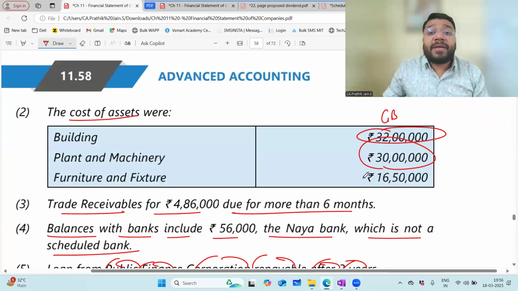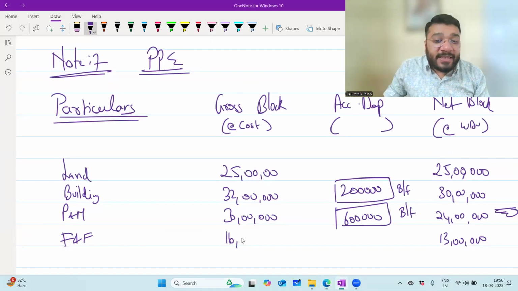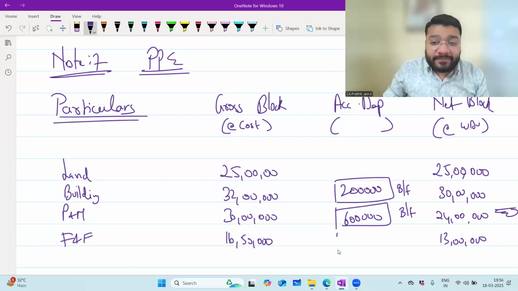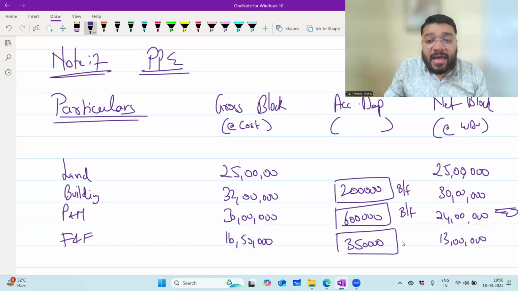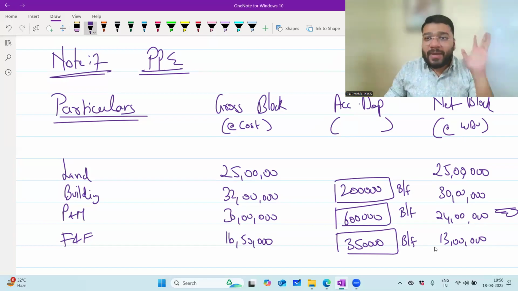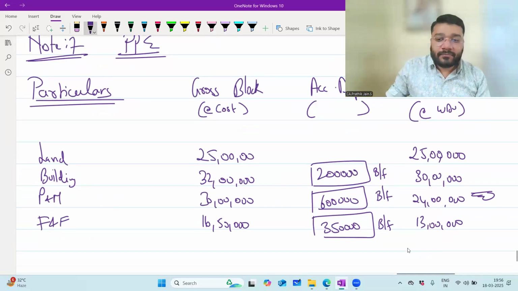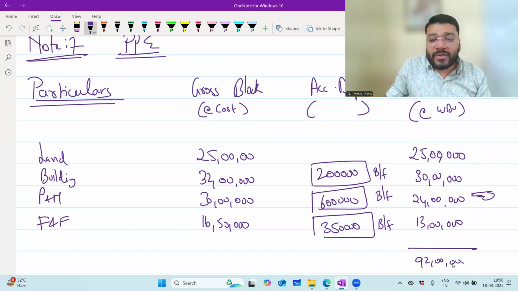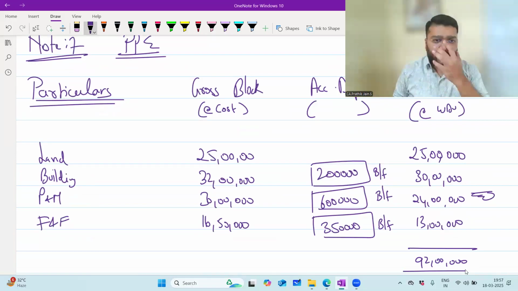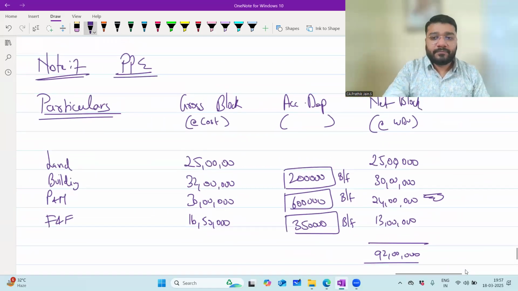Furniture, when I purchased, the purchase cost of the furniture is how much? 16 lakh 50,000 rupees was the purchase cost of the asset. Now it has become 13 lakh rupees. Means how much worth of the asset have I used? 3 lakh 50,000 worth of furniture I have used. The wear and tear is 3 lakh 50,000 rupees. So unused value of the furniture is 13 lakh rupees. 92 lakh is the total. So net block represents the value of the asset which I am yet to use in the future. This is the presentation.